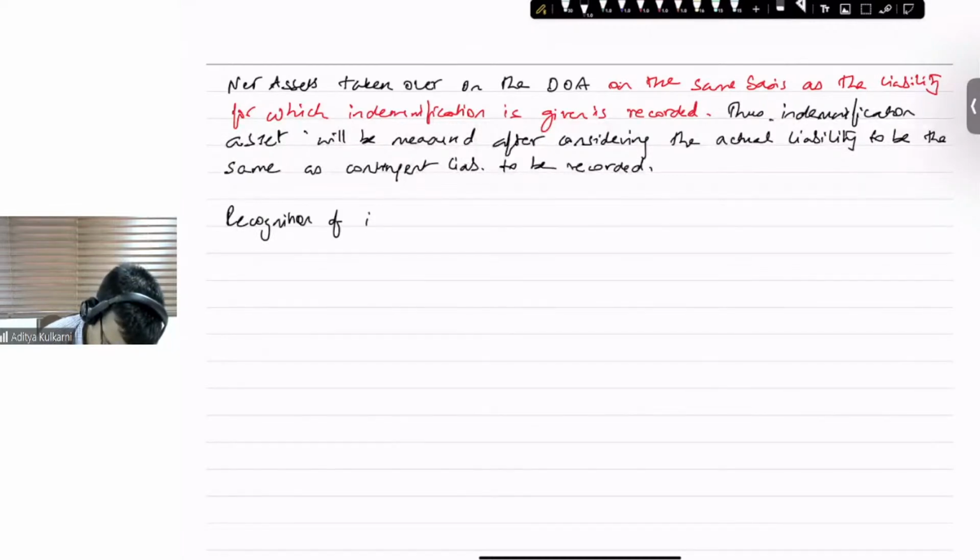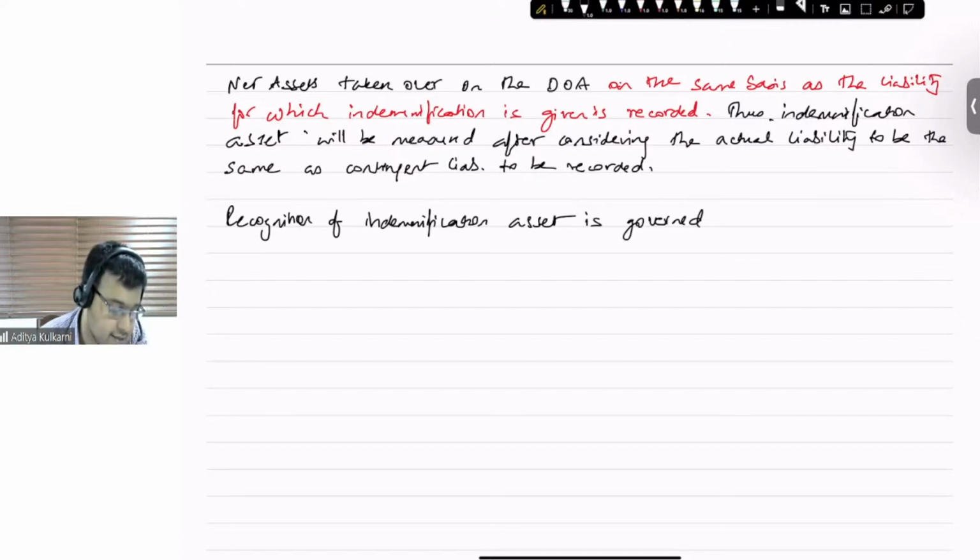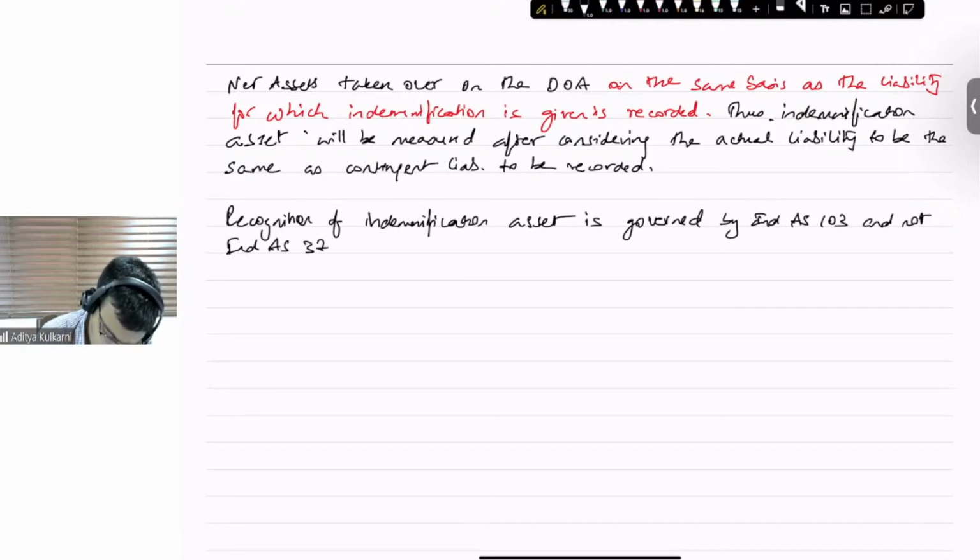Recognition of indemnification asset is governed by Ind AS 103 and not Ind AS 37. This is very important because when you study Ind AS 37, you may end up getting confused between both of them, saying that 37 to mana kar raha hai, then how 103 is recognizing an indemnification asset. Okay. And not Ind AS 37.